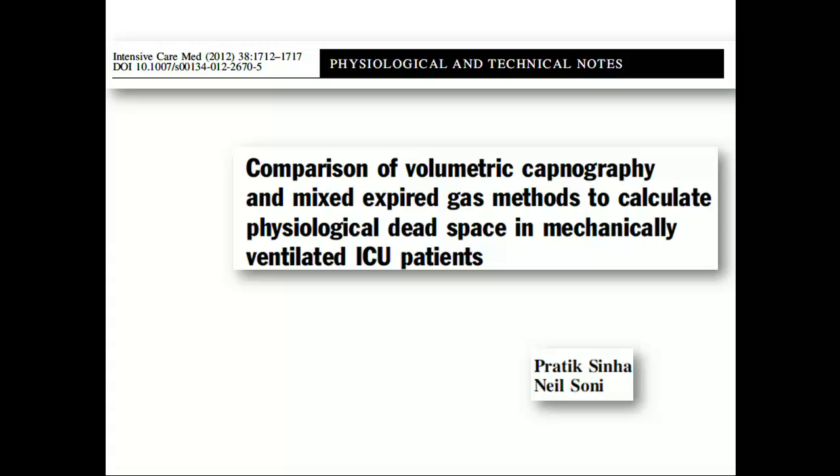Now, one of the drawbacks of using the Douglas bag is that the mixed expired CO2 often gets contaminated by the compressed gas in the ventilator circuit, and it can underestimate the value of mixed expired PCO2 and overestimate dead space. So in order to use it, you have to use a correction factor, which adds further to the complexity of this method.